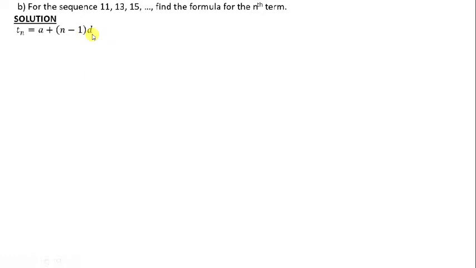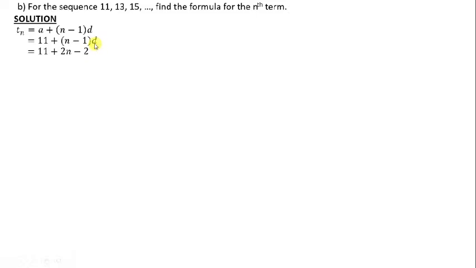So the formula for the nth term of an arithmetic progression is a plus, open your brackets, n minus 1, close your brackets, d, where a is the first term, n is the number of terms, and d is the common difference. So our first term is 11. We don't know how many terms because it's the nth term. Our common difference is 2.